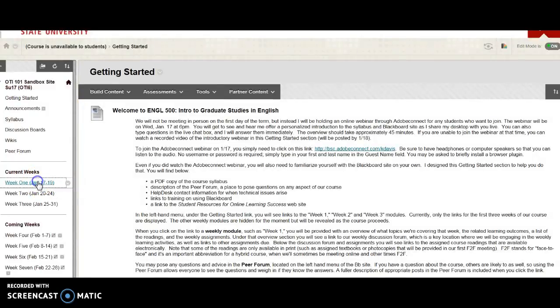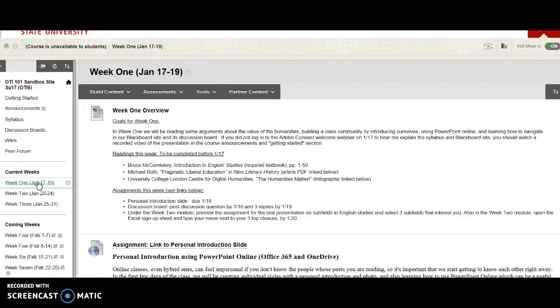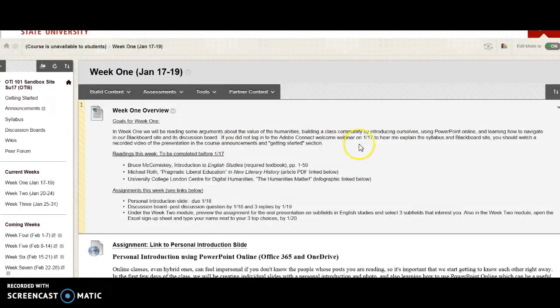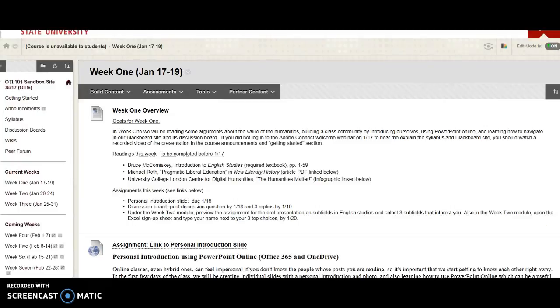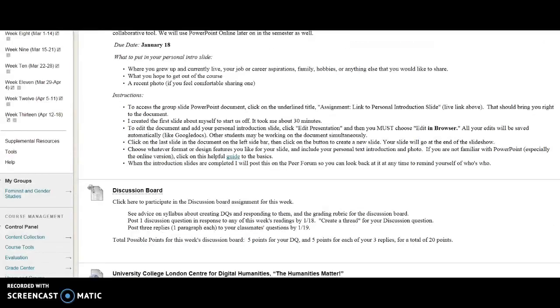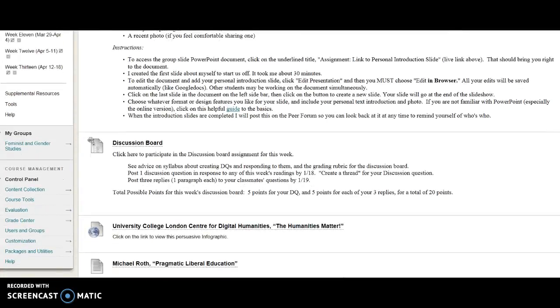And I set up a couple of those pages, so I'll click on one and see how that goes. I set it up in terms of starting off with goals for the week, where I reference the learning outcomes often, the list of the readings for the week and a date by which they have to be completed, and the assignments as well. And then further on down the page, I included links to specific assignments, the discussion board, as well as some links to the readings as well.